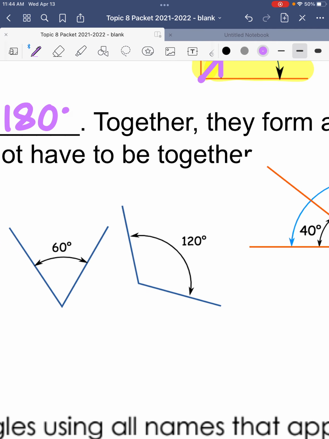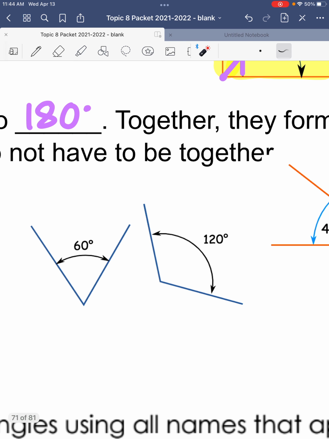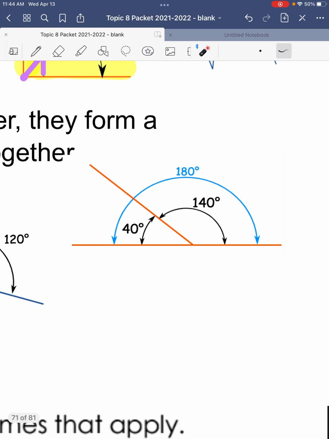So for example, I've got two independent angles right here. Here's my first one that measures 60 degrees. Here's my second one that measures 120 degrees. I know that 60 plus 120 is 180, so together they are supplementary, but they are not adjacent. Supplementary angles can be adjacent, however.